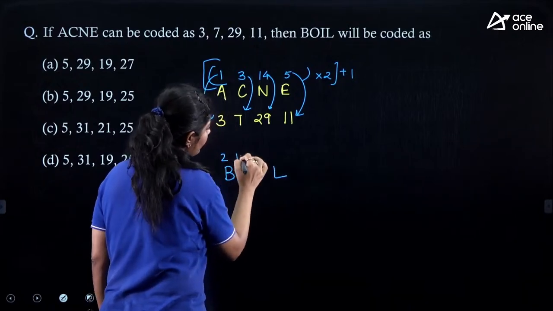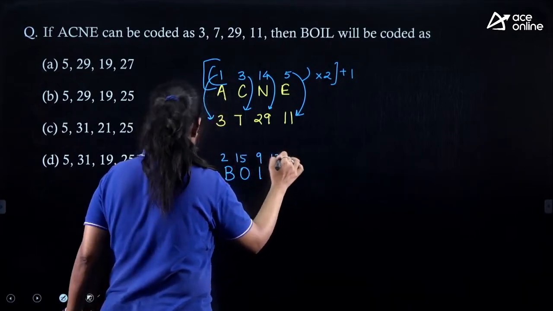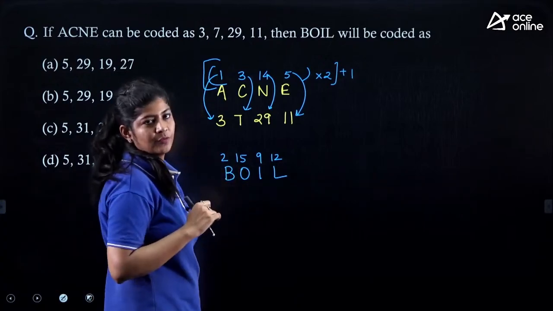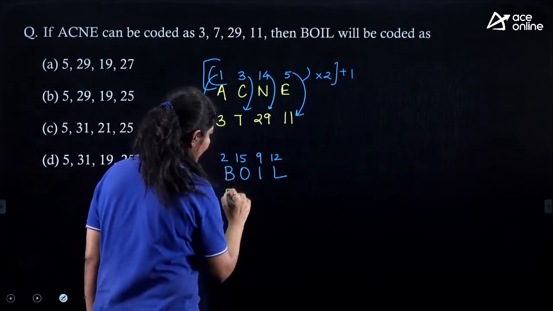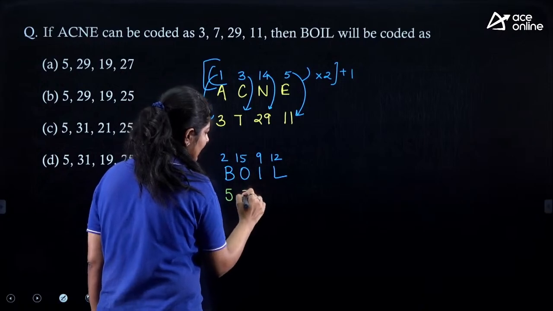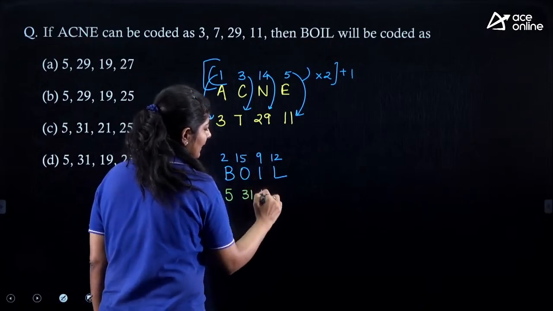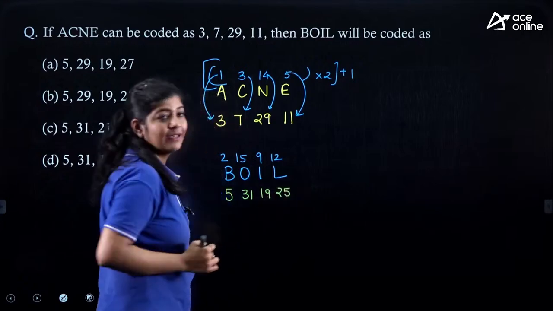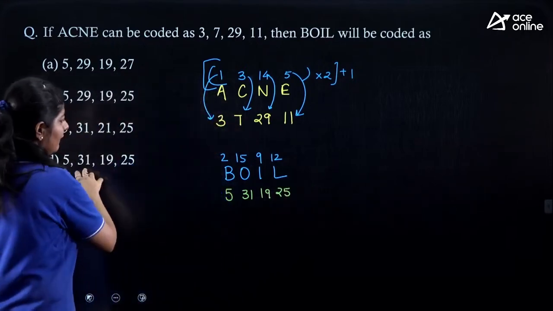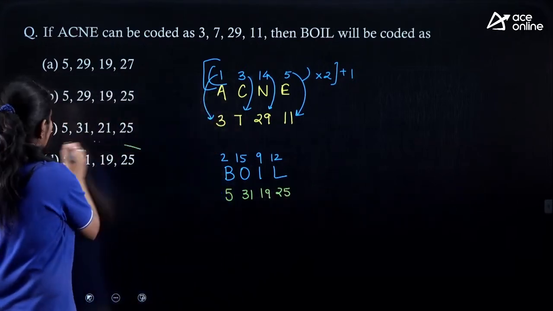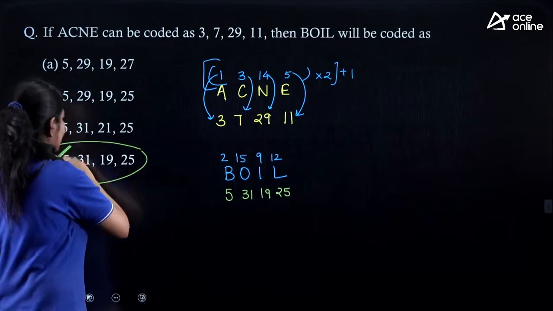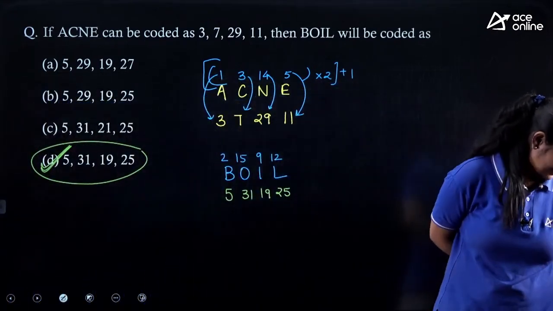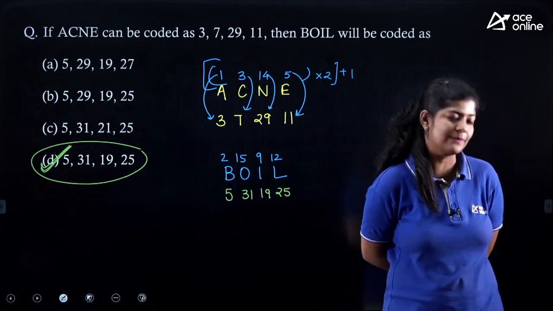So 2, 15, 9, 12, right? 2 into 2 is 4, 4 plus 1, 5; 15, 30, 31; 18, 19; 25, right? So my answer should be 5, 31, 19, 25. Option number D is the correct one. Yes, double plus 1 is my correct logic.